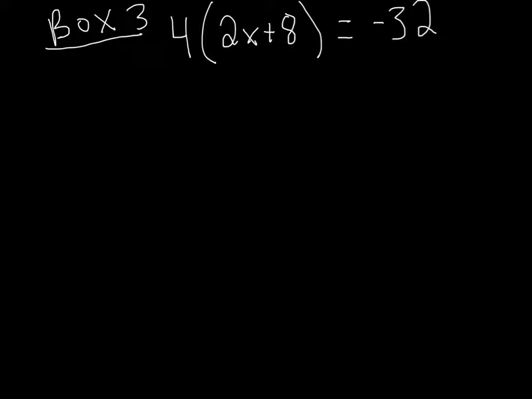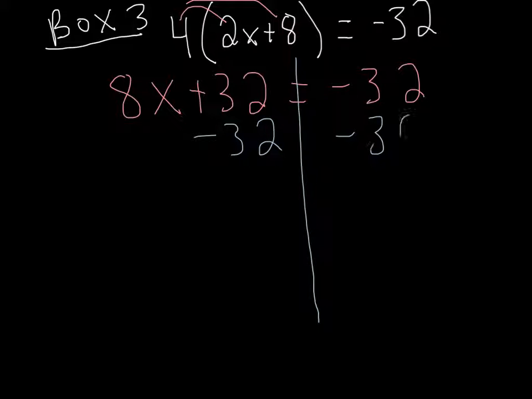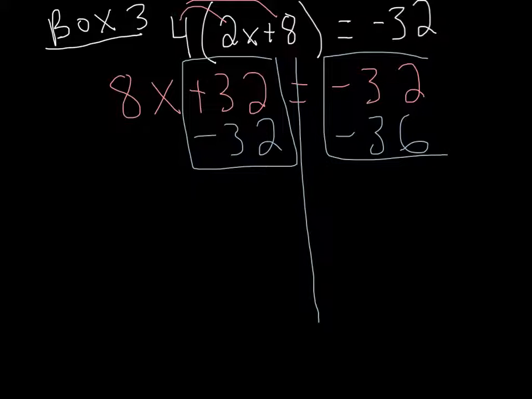Alright, so the first step, of course, is to distribute that 4 to both numbers inside the parentheses. We get 8x plus 32 equals negative 32. Now I've made it into my two-step equation. I'm going to put a line down, put my river, subtract 32 from both sides, subtract 32. Let's use my addition boxes this time. Made a mistake here. This should be 32.